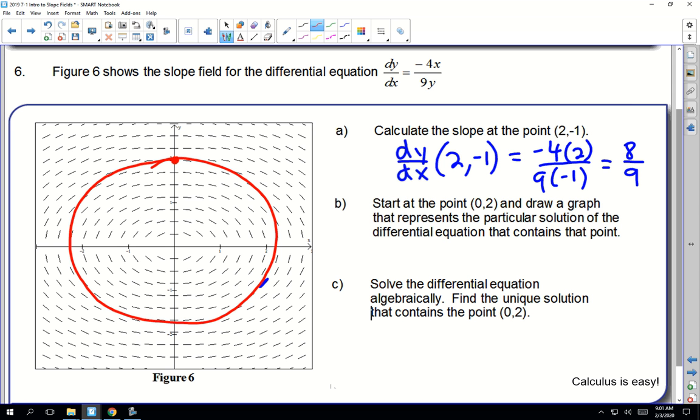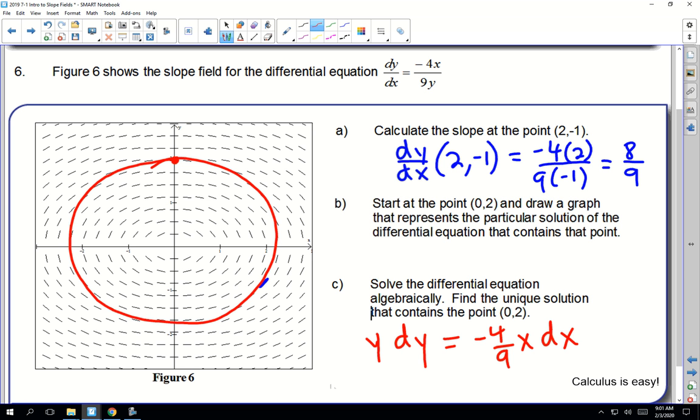And I'm officially going to introduce you to this idea of separation of variables a little later on, but it's not difficult. It's just a matter of doing some cross multiplication. What we're trying to do is get the y's together and the x's together. To make this a little easier, let's leave the negative 4/9 with the x and move the y over to the dy. So we've got y dy equals negative 4/9 x dx.